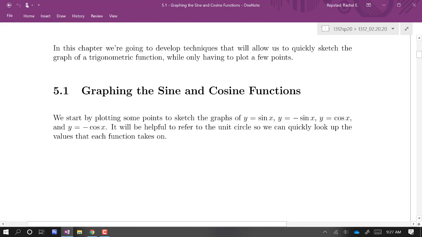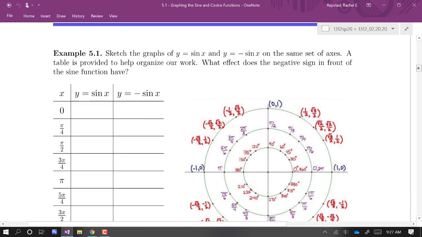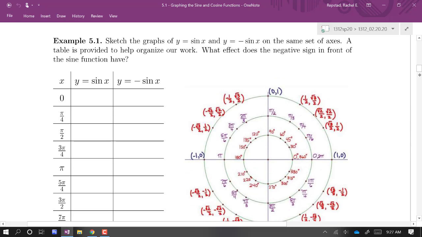So we're going to start first with just sine x and negative sine x, cosine x and negative cosine x, make some observations. It'll be helpful to think about the unit circle, I think, to help us graph these. And I'm just taking the convenient points, the ones where we know the coordinates, using those to help us kind of plot the continuous curve.